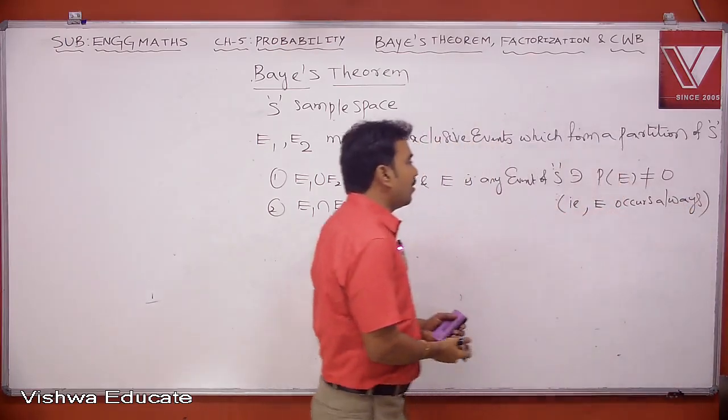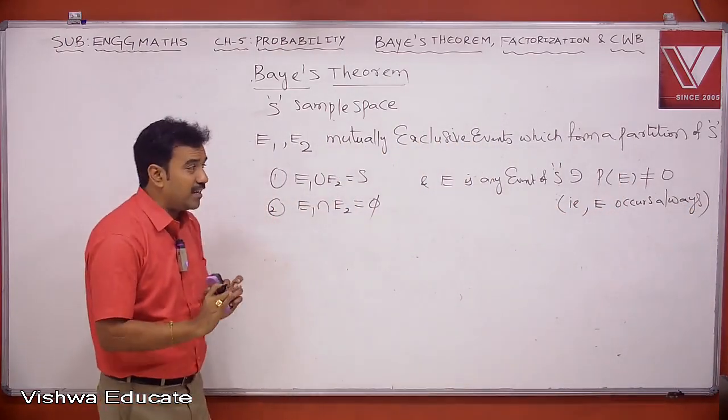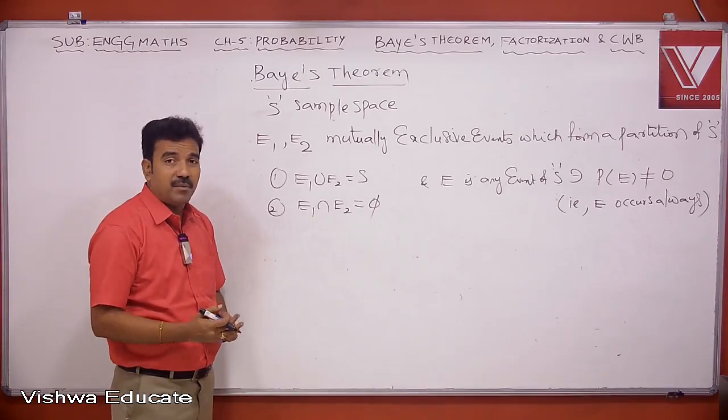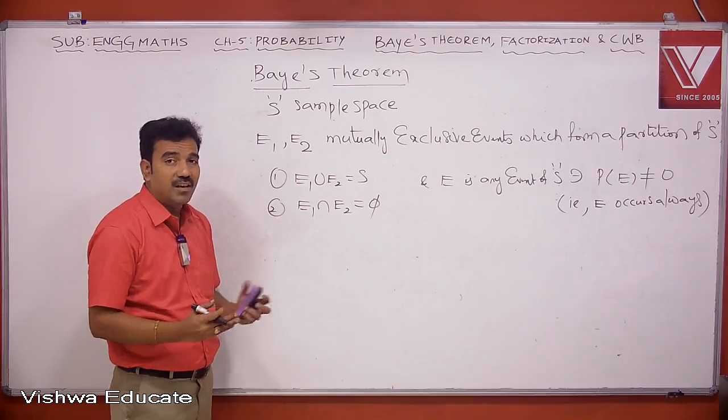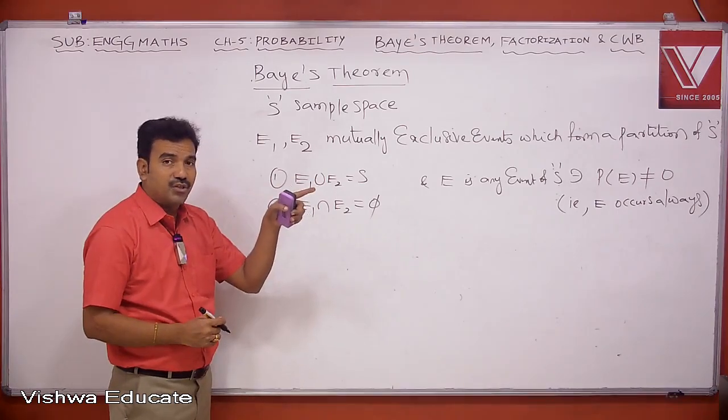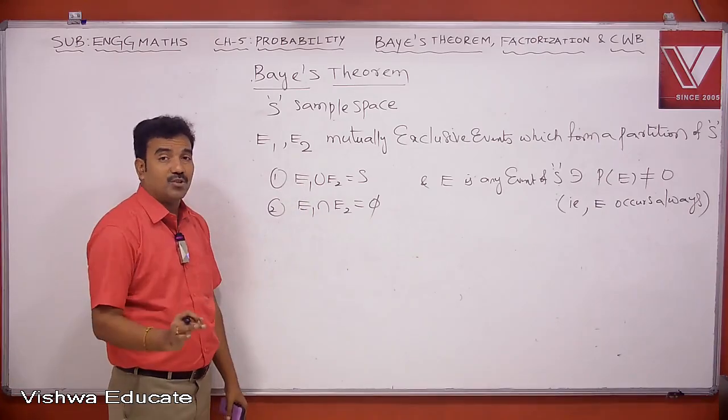So probability of E is not equal to 0. That means, an event when P of E is 0 is an impossible event. An impossible event means an event which does not occur, always. But here I am saying that P of E is not equal to 0. That means that event must occur always.